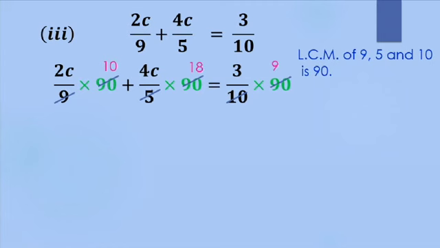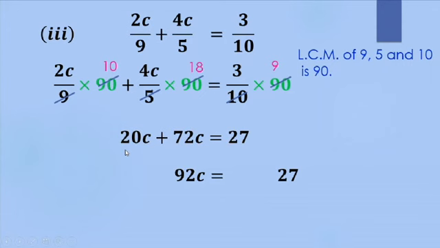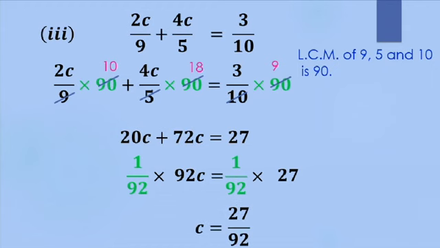10 times 2c, which is 20c. Now here 18 times 4c, 72c, and here 9 times 3, 27. So adding these two terms, I get 92c equal to 27. And I multiply by its multiplicative inverse, which is 1 over 92, to both sides of my equation, and I get c equal to 27 over 92.